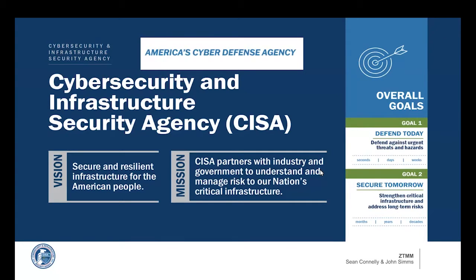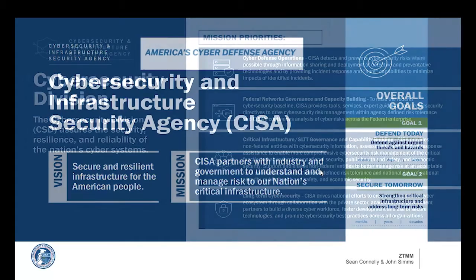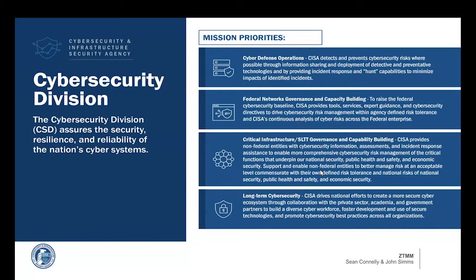So just to level set, I wanted to talk briefly about CISA and the cybersecurity division. CISA has two main goals, defend today and secure tomorrow. Defend today is really about doing what we can to deal with urgent and evolving threats that face our stakeholders, which is federal agencies, state and local, critical infrastructure. Secure tomorrow is really about looking long-term at how we can address risks. I think that one of the keys to this is going to be using zero trust. In the cybersecurity division within CISA, we are focused on four mission priorities: cyber defense operations, federal network governance capacity building, critical infrastructure, state local governance and capacity building, as well as long-term cybersecurity. I want to focus really on the federal network governance and capacity building.